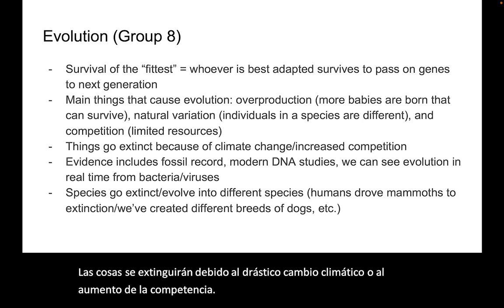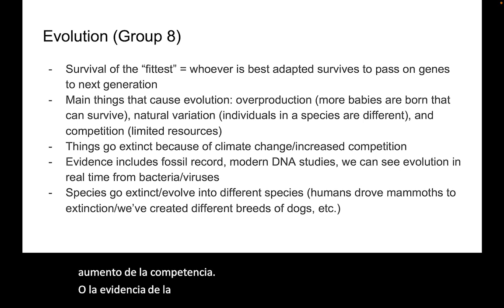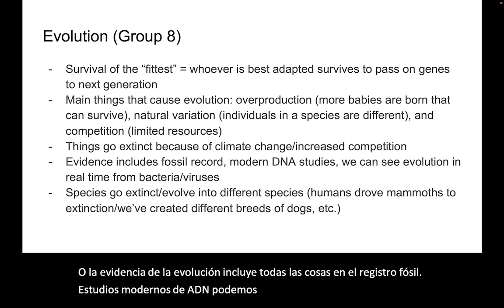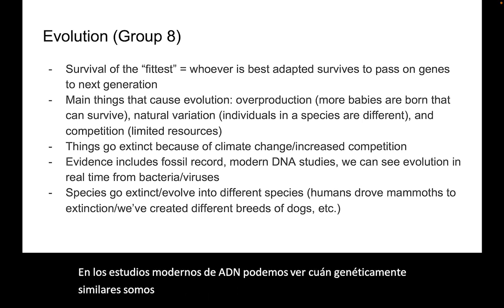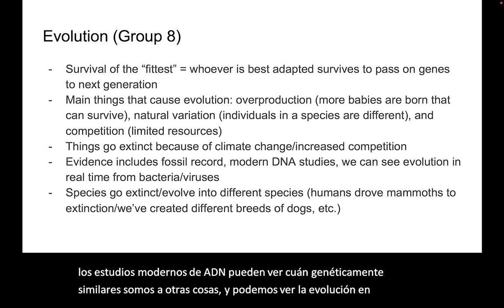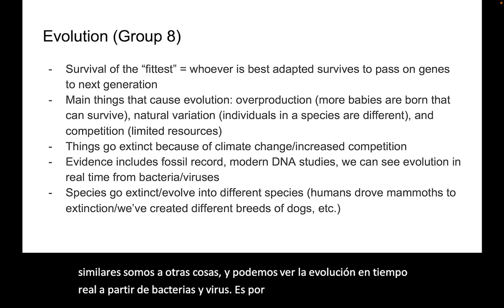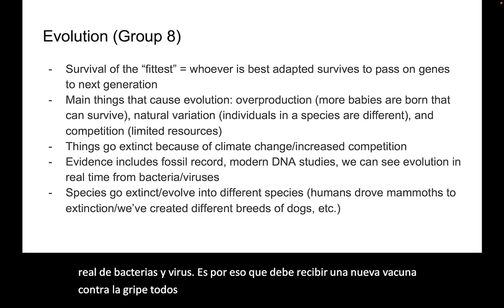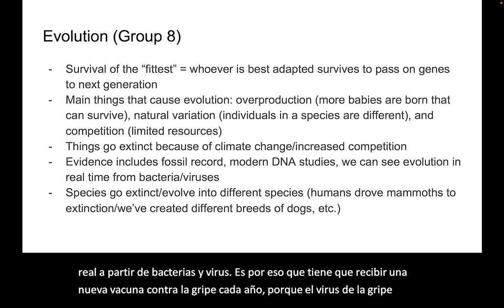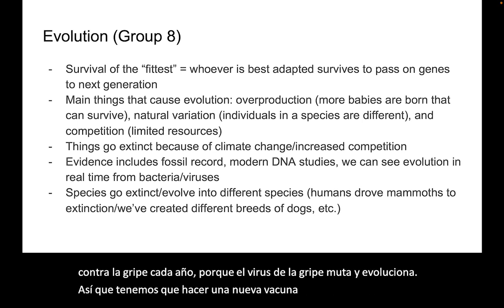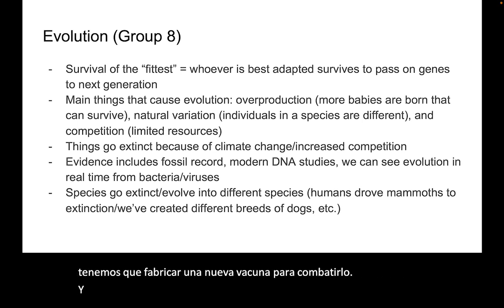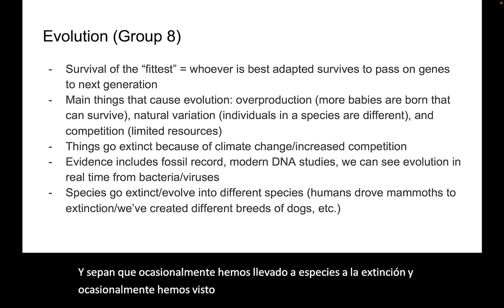Evidence for evolution includes all the stuff in the fossil record, modern DNA studies. We can see how genetically similar we are to other things, and we can see evolution in real time from bacteria and viruses. That's why you have to get a new flu vaccine every year, because the flu virus mutates and evolves, so we have to make a new vaccine to fight it. And know that we have driven occasionally species to extinction, and we have occasionally seen new species pop up, and we know that new species have popped up throughout time.